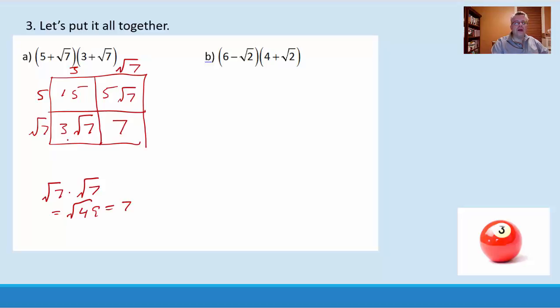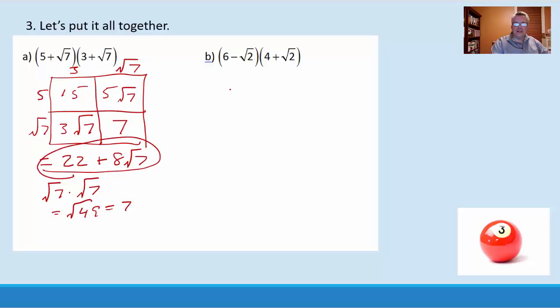Okay, now we add it up. And I see there are two kinds of like terms. There are terms with square root of 7s, and then there are whole numbers. So let's add the whole numbers first. So this is going to equal 15 plus 7 is 22, plus 3 square root of 7 plus 5 square root of 7 is 8 times square root of 7. Alright, that's the final answer.